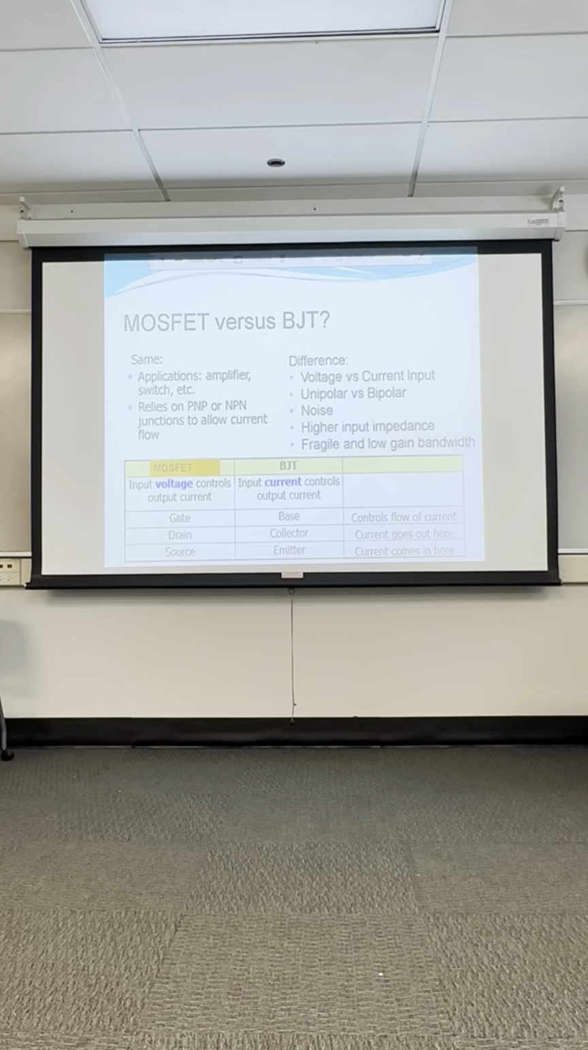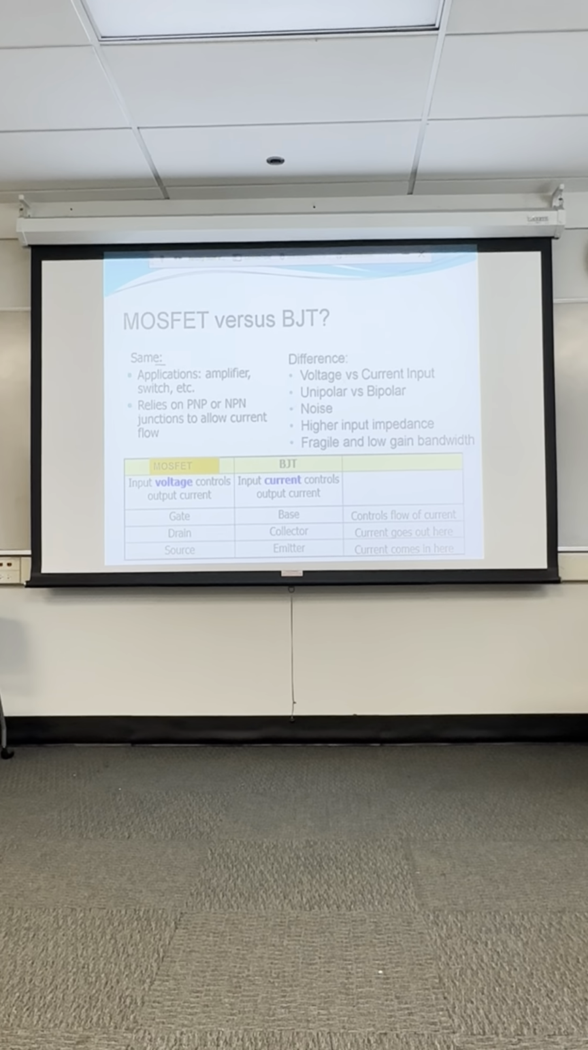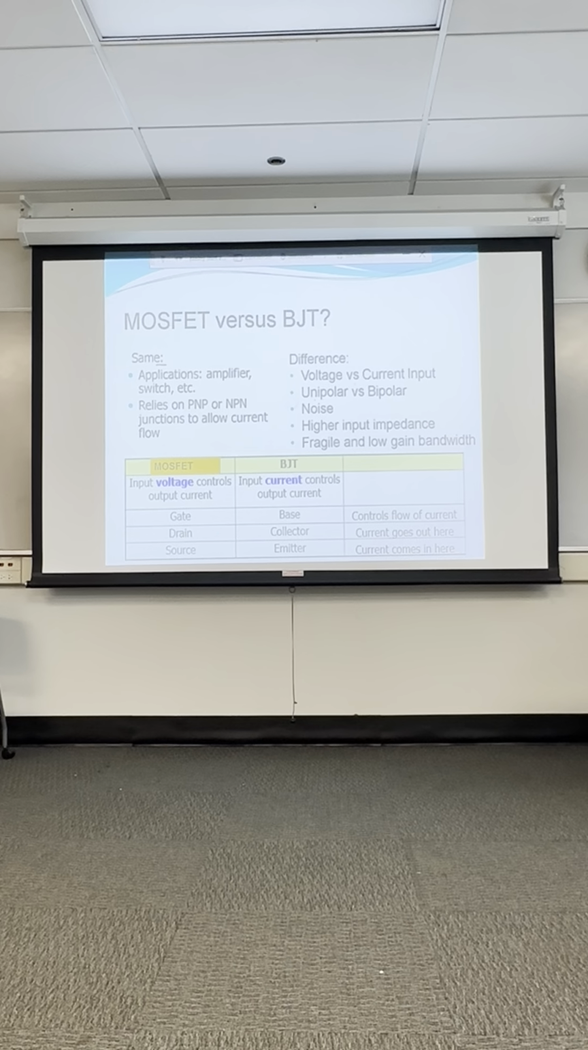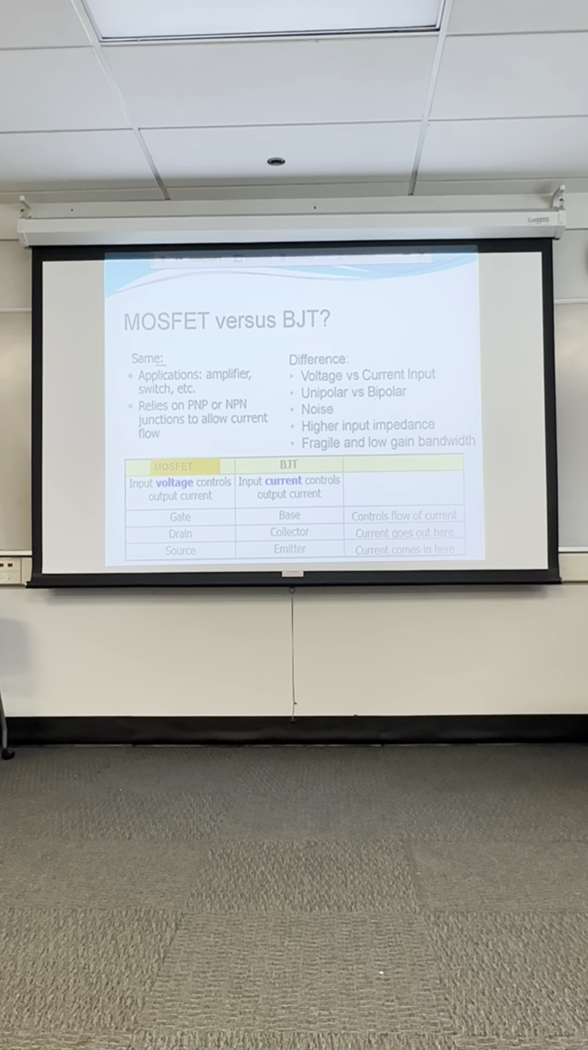The MOSFET, compared to a bipolar junction transistor, gives some of the same applications, amplifiers or switch, and MOSFETs also come in P-channel MOSFETs called PMOS devices. And then the difference between the way they work: MOSFETs are voltage controlled, BJTs are current controlled, MOSFETs are unipolar, BJTs are bipolar. They have different response to noise. MOSFETs have a much higher input impedance.